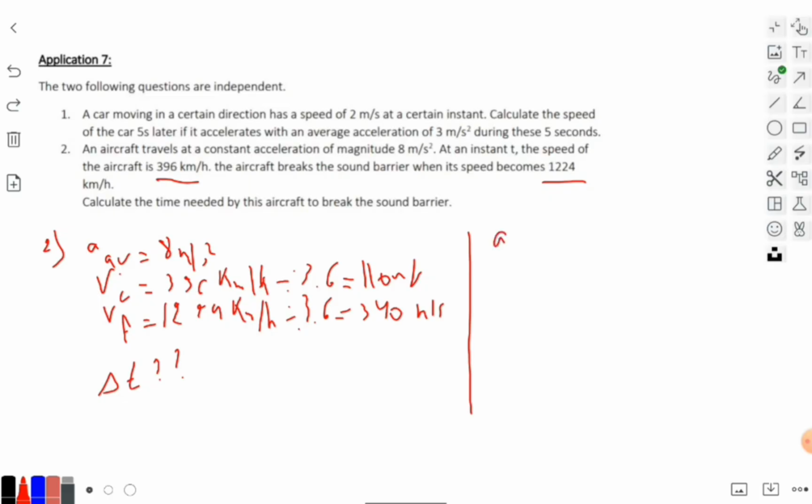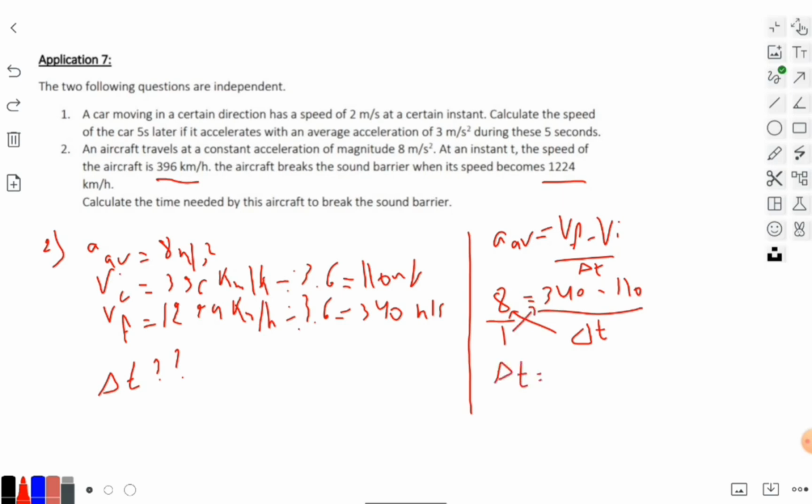So A average equal V final minus V initial over delta T. A average, it's equal to 8, V final 340 minus V initial 110 over delta T. So cross multiplication, delta T, it's equal to 230 over 8, then delta T, it's equal to 28.75 seconds.